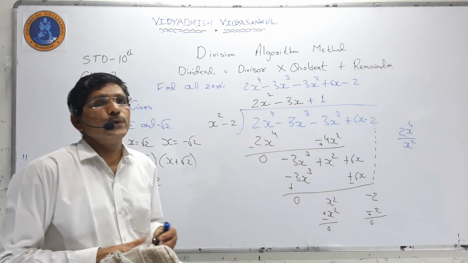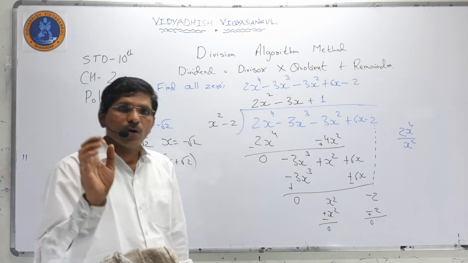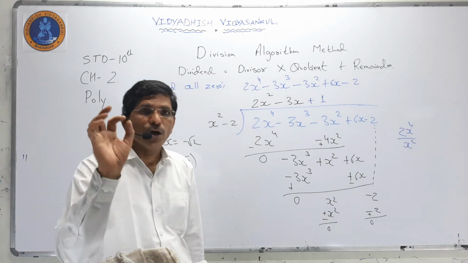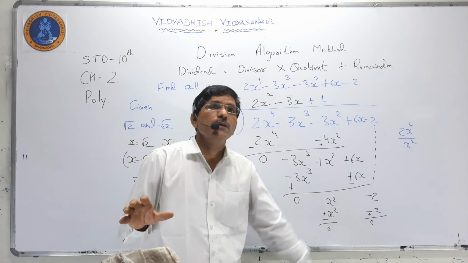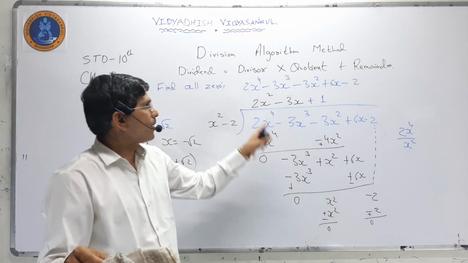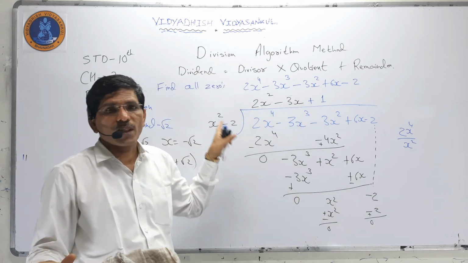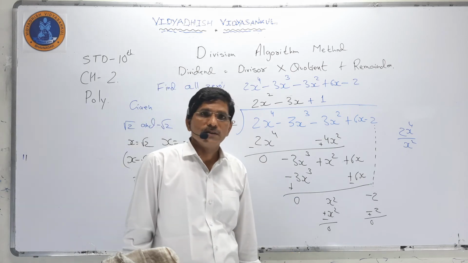Because when you are finding other zeros, always remember that your remainder must be 0. Otherwise you will not get a factor of this. Your remainder must be 0.